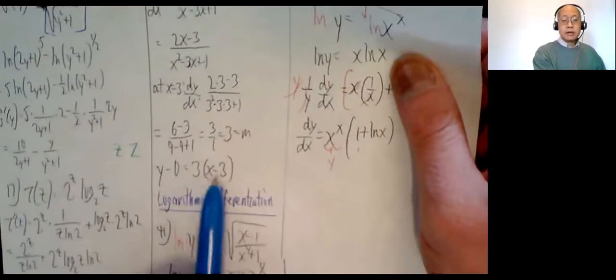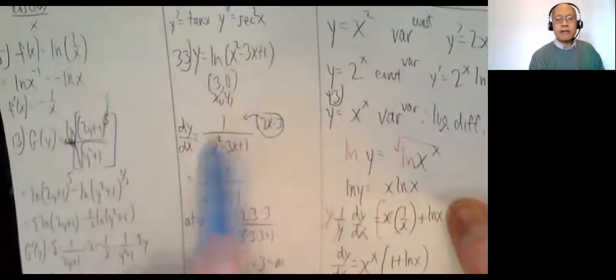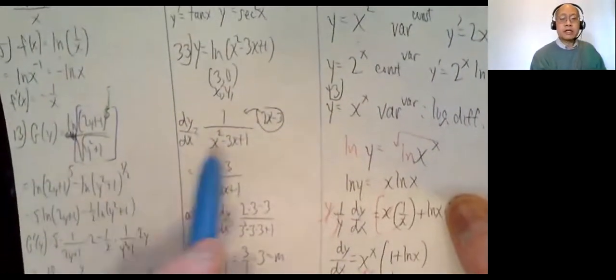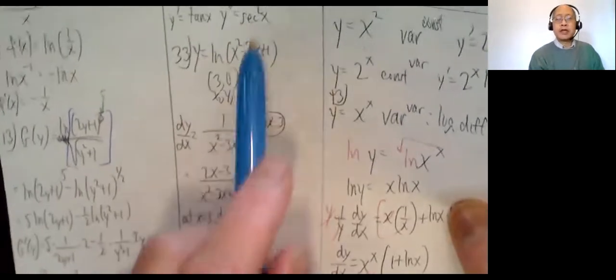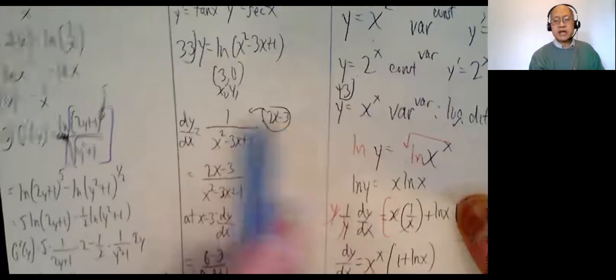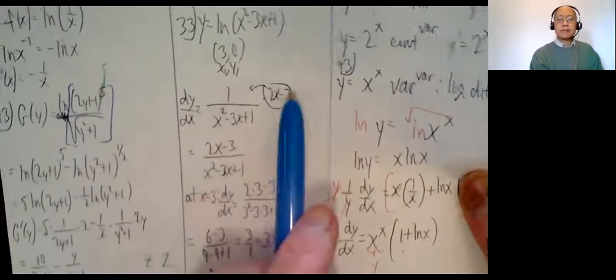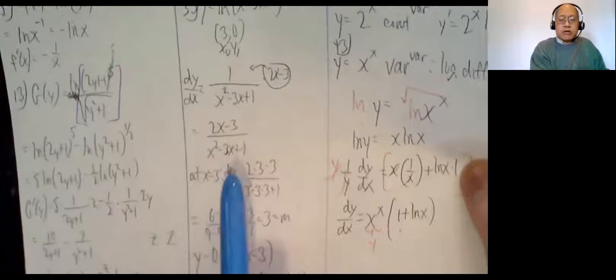That gives x1, y1. So we already have the 3 and 0. I just have to figure out the slope. Slope means derivative. So what's the derivative of this thing? It's ln of something, so you go 1 over that. dy/dx is 1 over x squared minus 3x plus 1, and then by the chain rule times the derivative of the inside, which is 2x minus 3. Normally we just slide that over there. So the derivative is 2x minus 3 over x squared minus 3x plus 1.